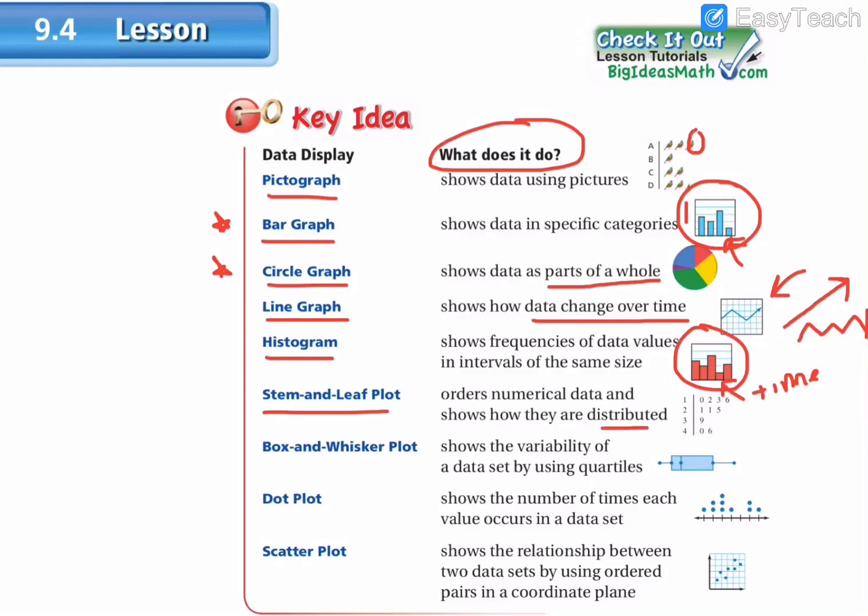So basically, how many in the 20s do you have? How many in the 30s do you have? How many in the 40s? And so on. Box and whisker plot goes right along with stem and leaf.